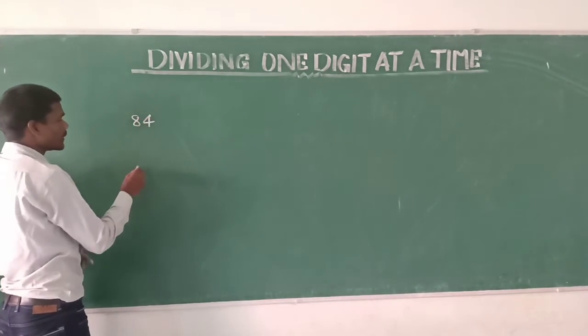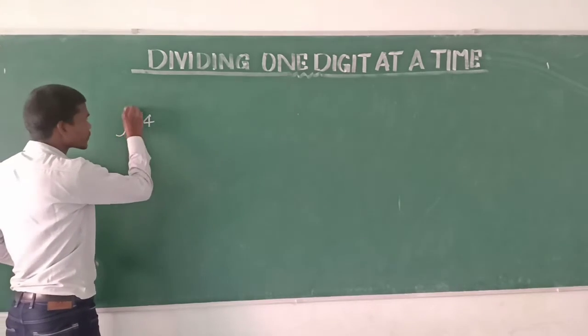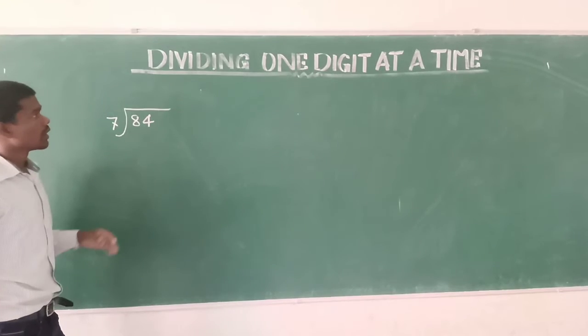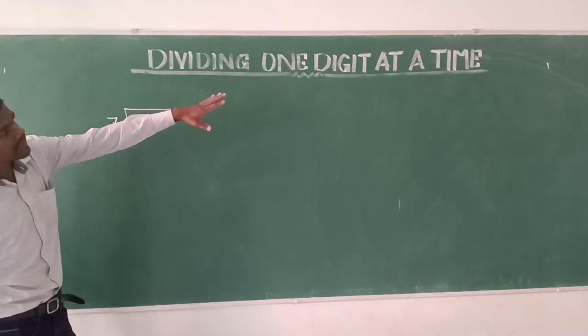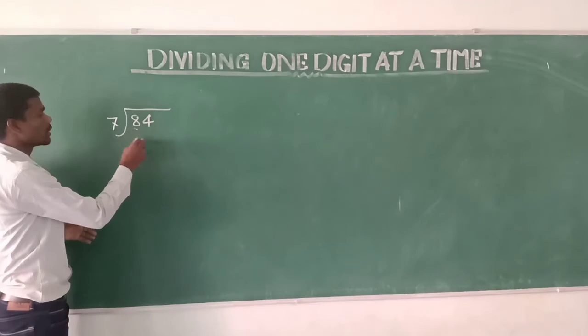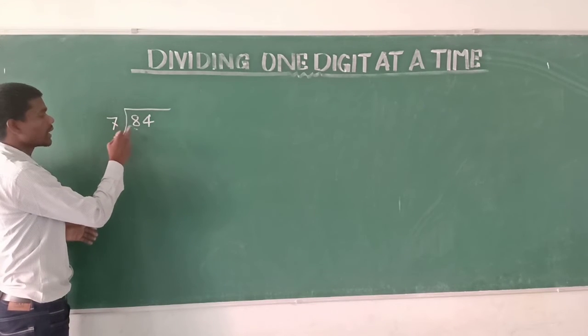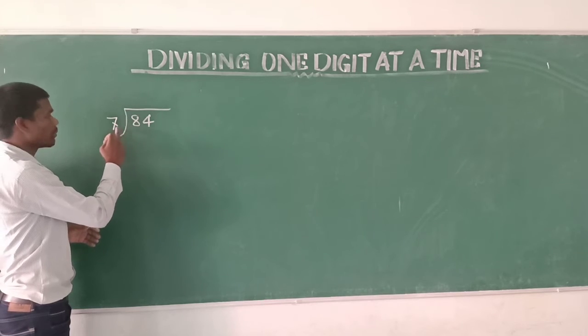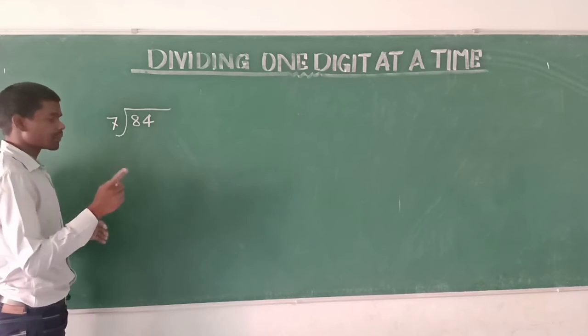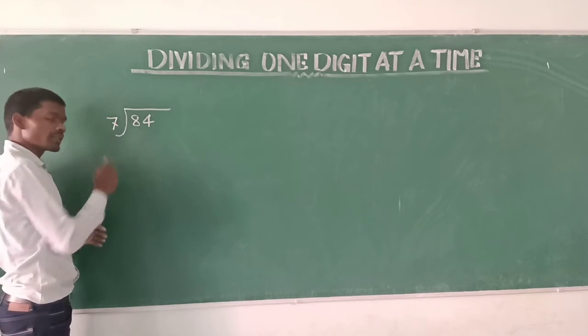84 divide, we can do like this also. Okay, 84 divide 7. So dividing one digit at a time. So one digit we have to divide. So this is 7 and this is 8. Means one time it will go. Okay, one time. So this is bigger now than 7.